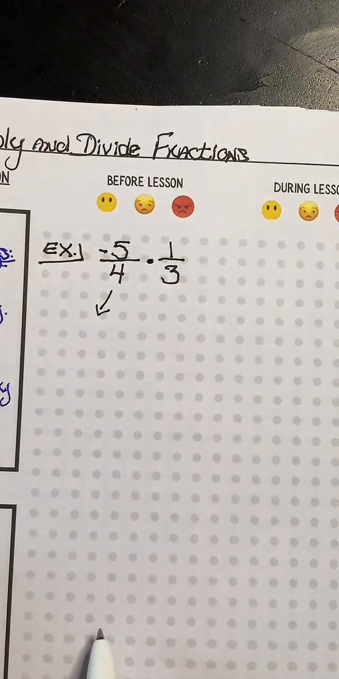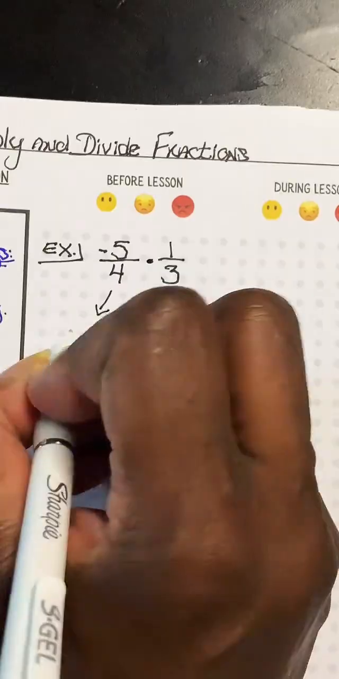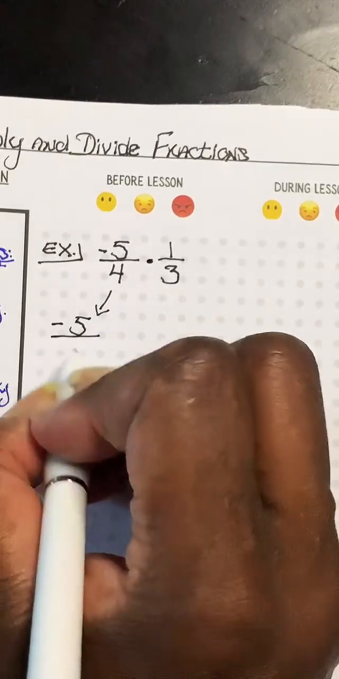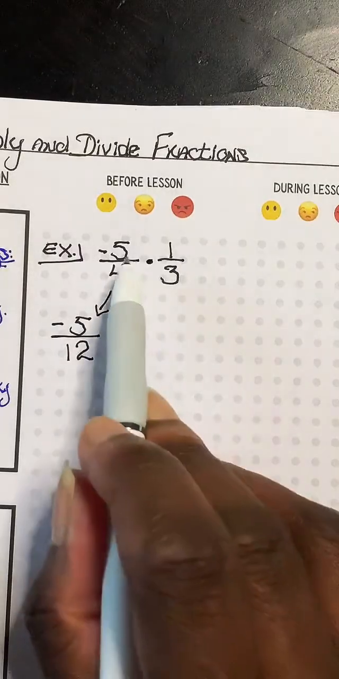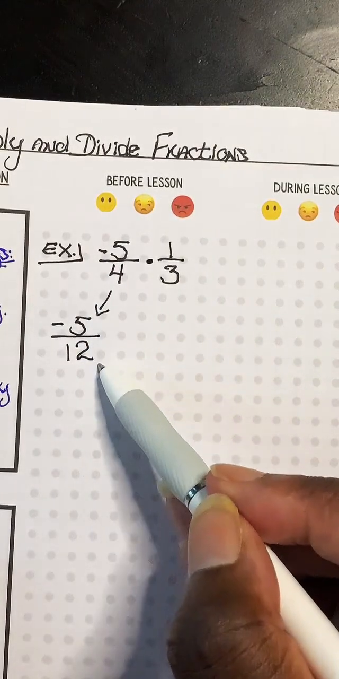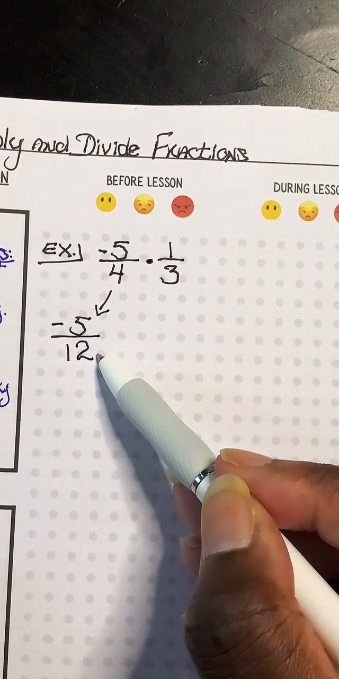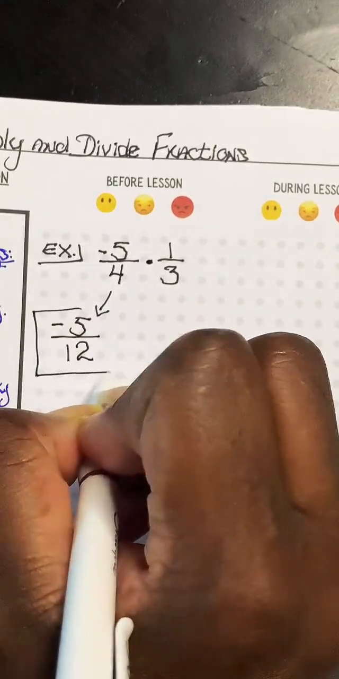So multiply, then simplify. So if I multiply, I have my -5 times 1, which gives me -5. And then 4 times 3 will give me my 12. Okay, so if I multiply straight across and then see if I can simplify, well, the only number that 5 and 12 have in common is 1. So this is our answer.